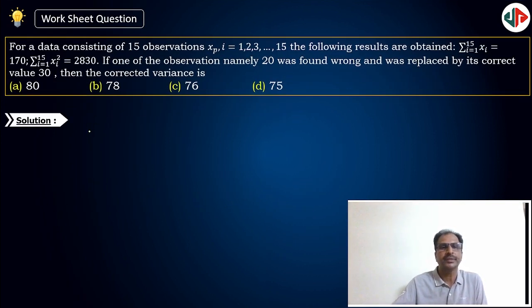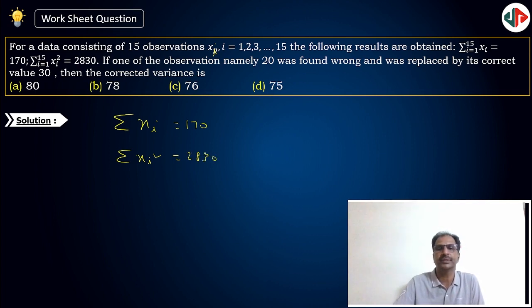Next, from a data consisting of 15 observations, xi, i is equal to 1, 2, 3, and so on up to 15, the following results were obtained: sigma xi is 170, sigma xi square is 2830. If one of the observations, namely 20, was found wrong and was replaced by its correct value 30, what is the new sigma xi?